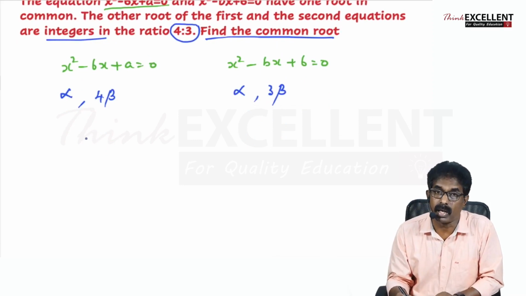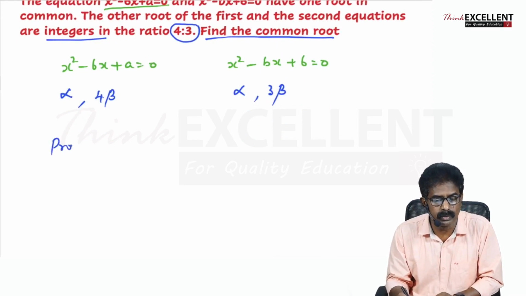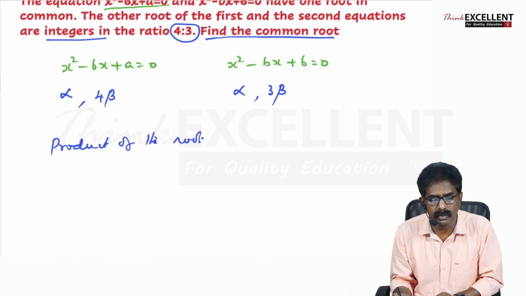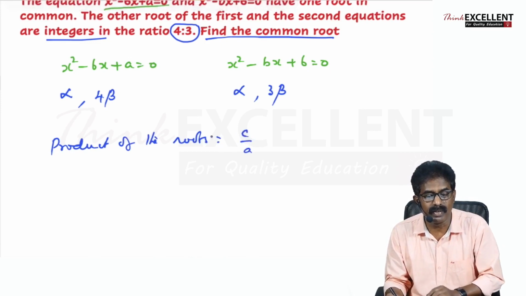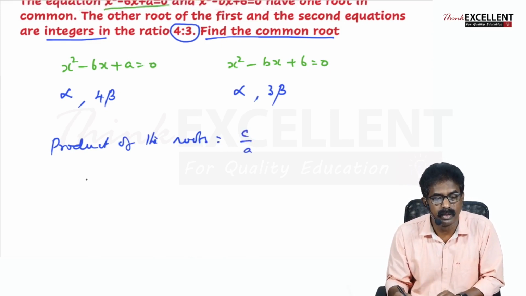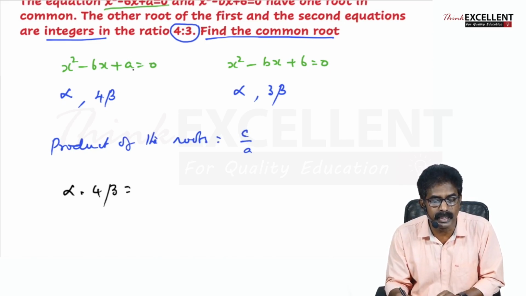So here, a very simple method we are going to do. I'm going to take the product of the roots. What's the formula? Sum of the roots equals minus B by A. Product of the roots equals C by A. So in the first case, the product is alpha into 4 beta, equal to C by A. Here C is A by 1, so it is A only.